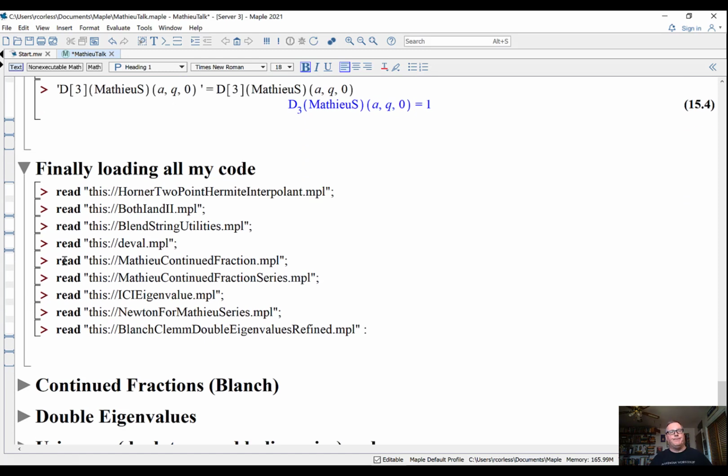So here's my code. We'll use a little bit of it, but both 1 and 2 is the main one. That computes both W1 and W2. That is Mathieu C and Mathieu S.